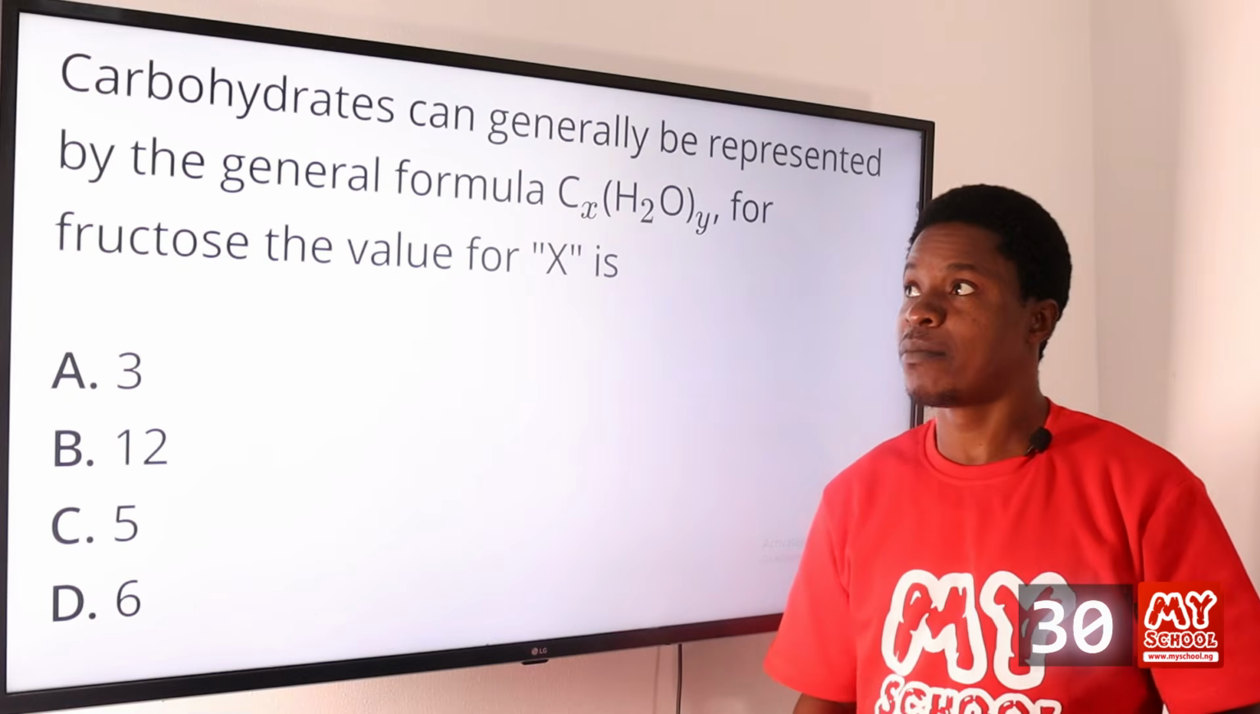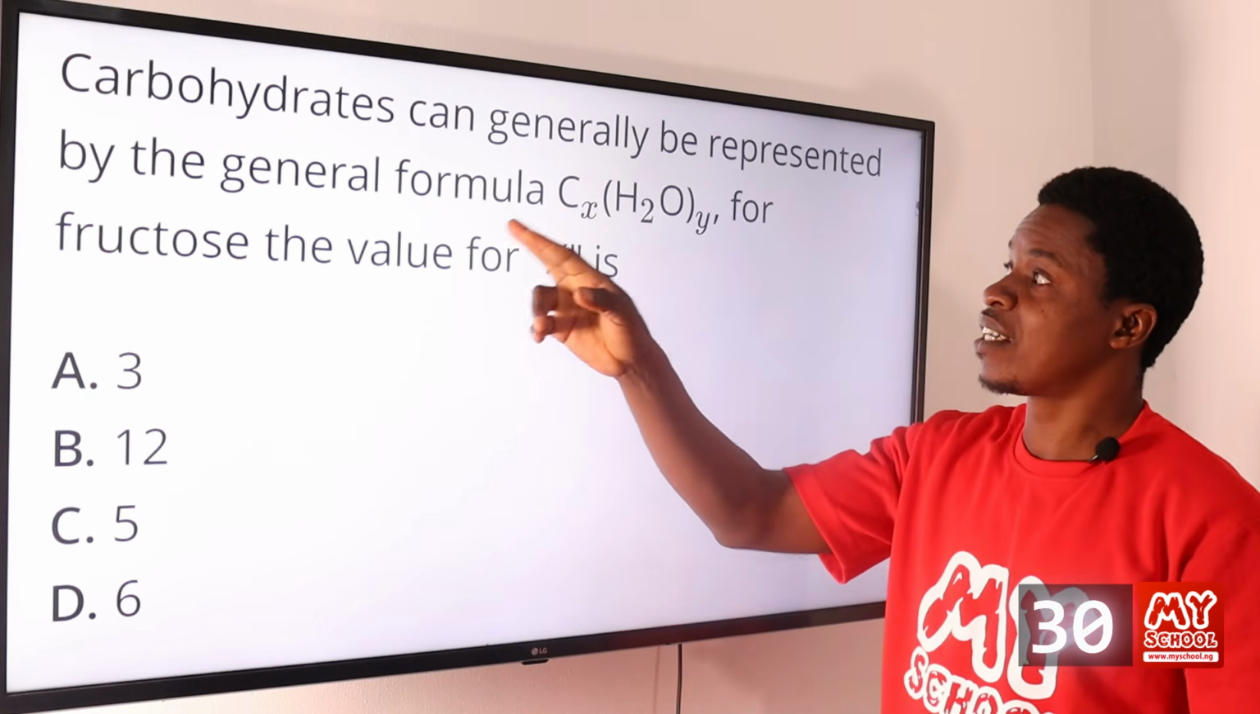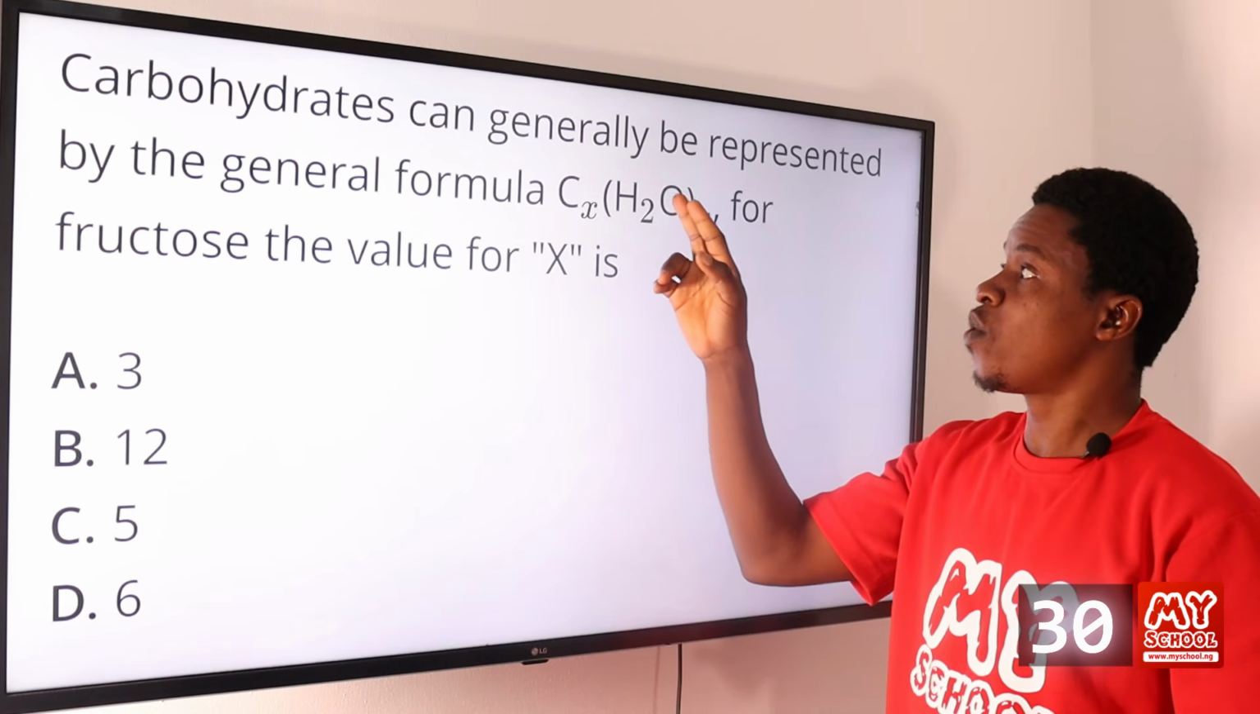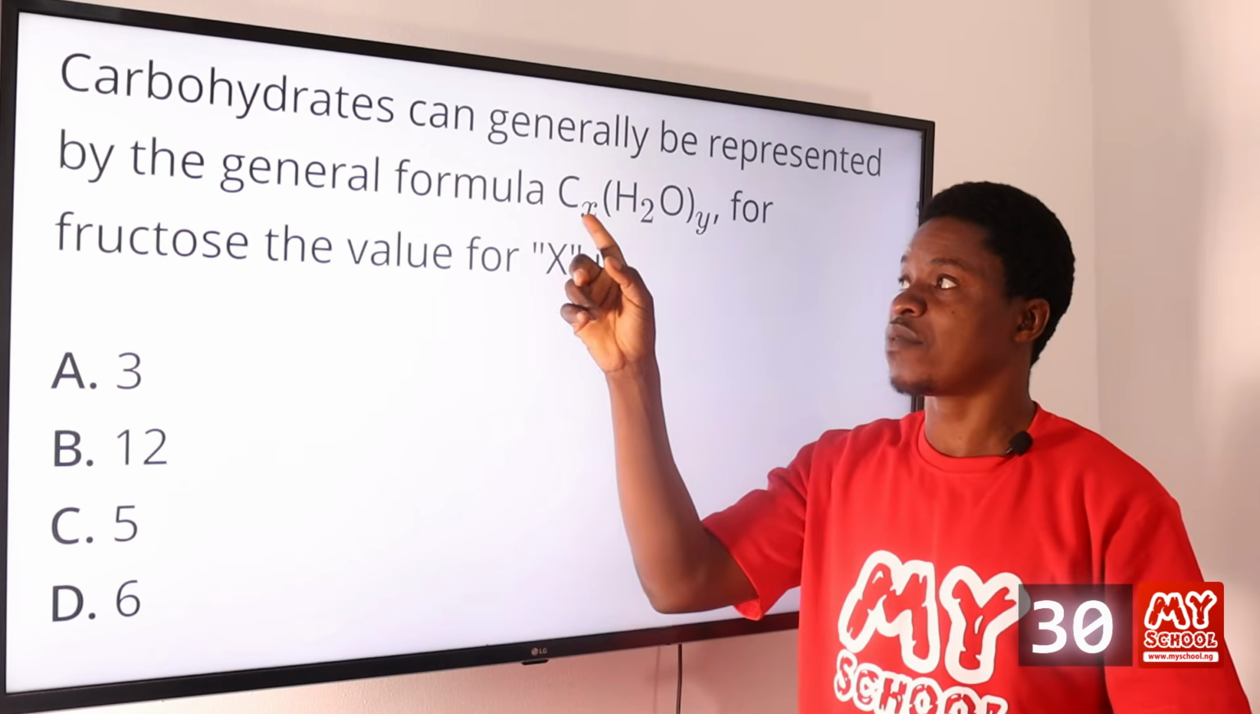Now let's move on to question number 30. Carbohydrates can generally be represented by the general formula CxH2O. For fructose, the value for X is what? For fructose, the value for X.